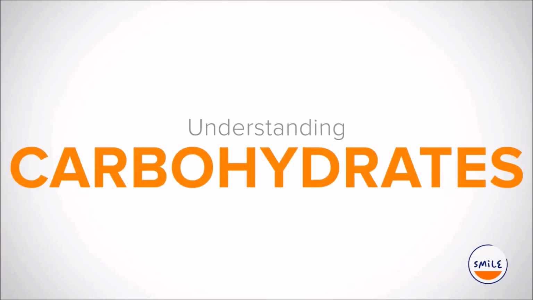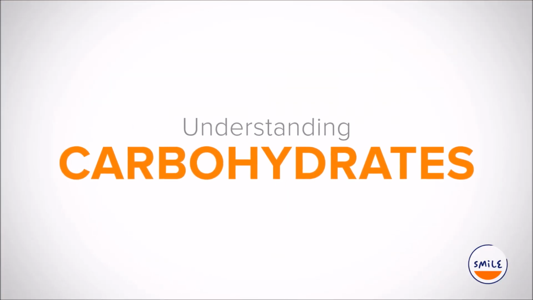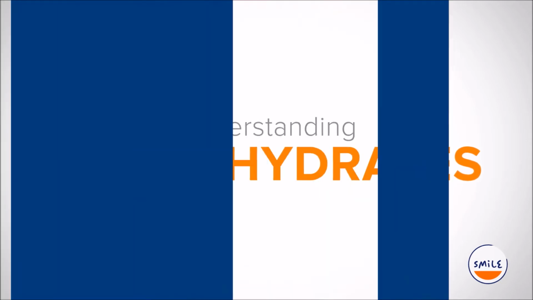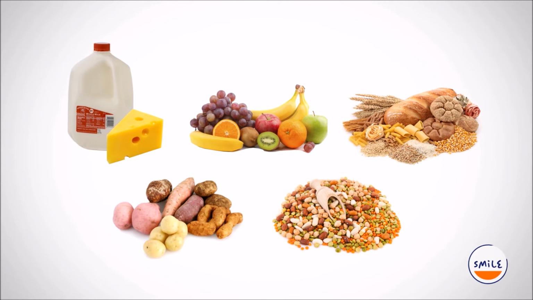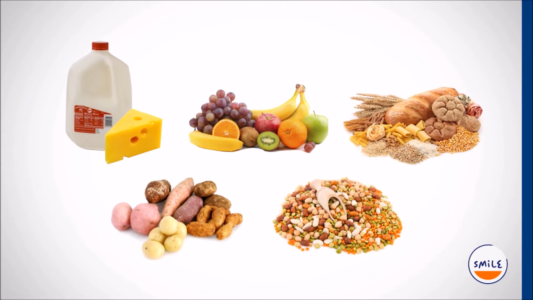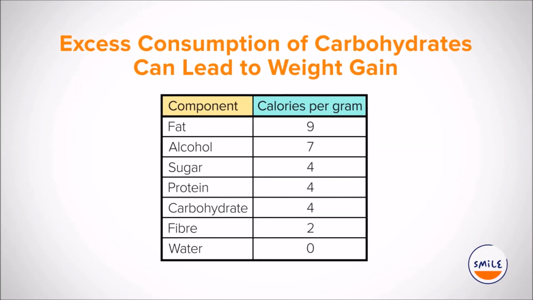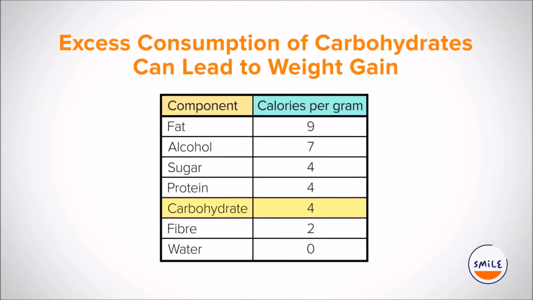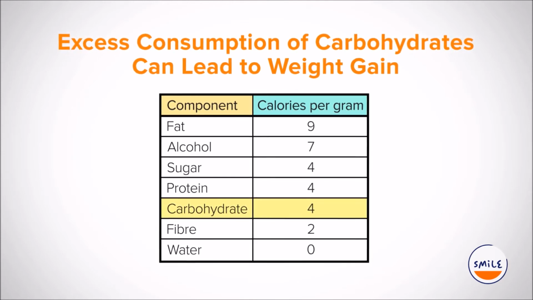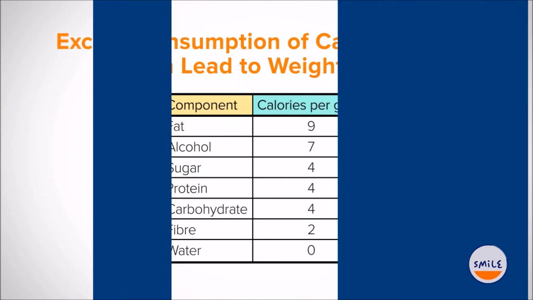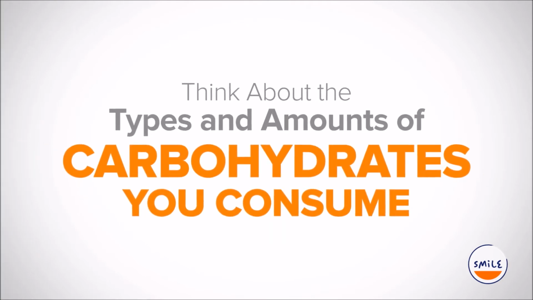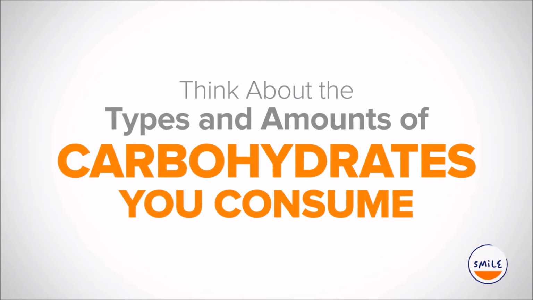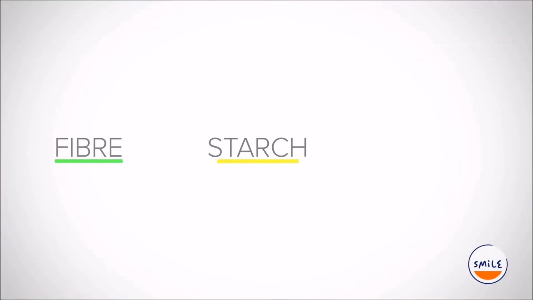Now, let's look at carbohydrates, which are an important source of energy. Carbohydrates are found in most types of foods, so they have a variety of nutritional values. Because of this, excess consumption of carbohydrates can lead to weight gain. Therefore, to lose weight and keep it off, you must think about the types and amounts of carbohydrates you consume. One way is to imagine them in a spectrum that includes fiber, starch, and sugar.